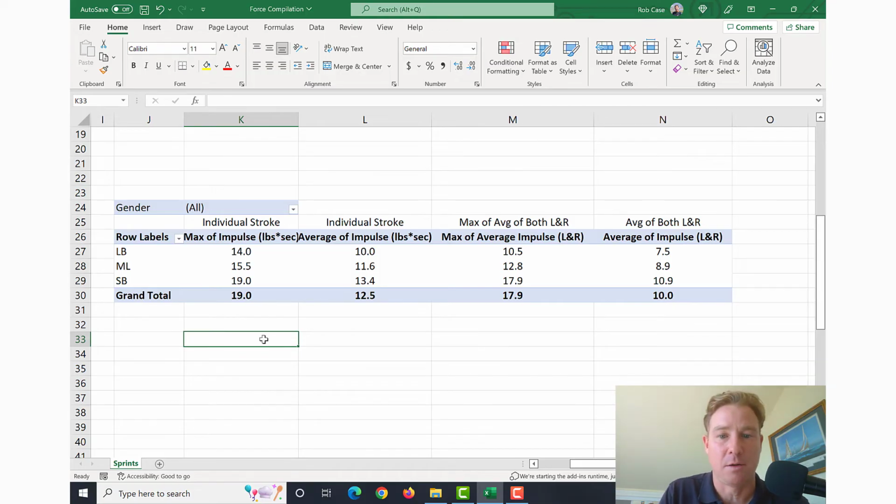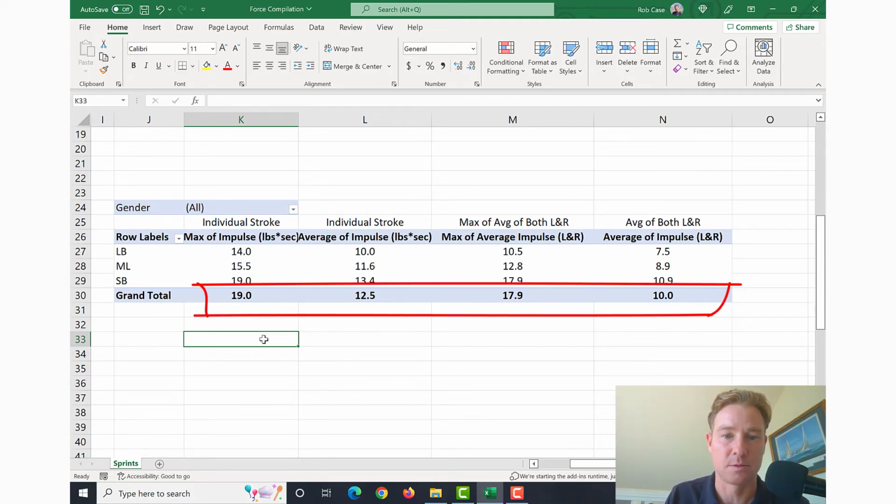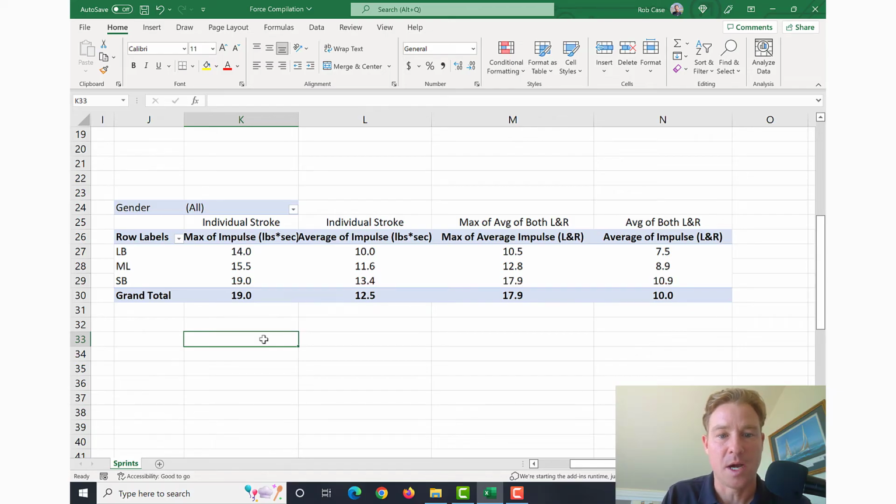So the data that we have here on impulse, all of these numbers that I have here, 19 pound seconds, 12.5 pound seconds, because remember it's pounds times seconds, 17.9 pound seconds, 10 pound seconds. These are averages. 19 is the max of everybody. The highest, or the average of the individual strokes, is 12.5. So you're looking at between 10 and 19 pound seconds.